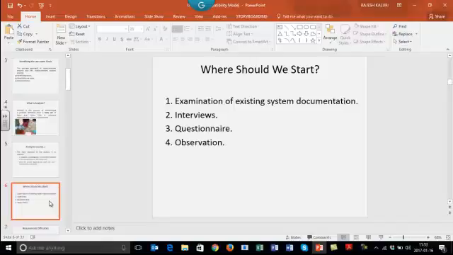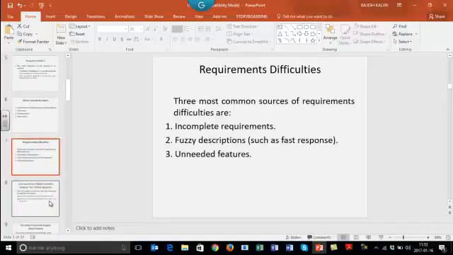And now coming to the next one: what difficulties arise while collecting requirements? That step I am just showing you now. There are three most common sources of requirements difficulties in every kind of system. One is incomplete requirements, obviously, and the second one is fuzzy descriptions, meaning a vague kind of response. And the next one, which is also an important element in requirement difficulties, is unneeded features.